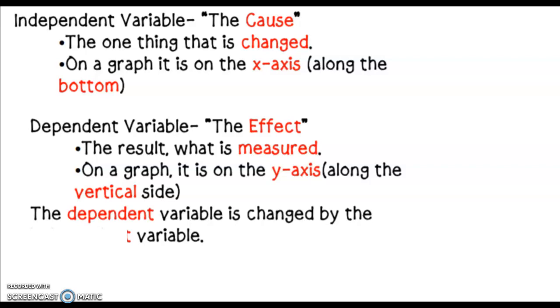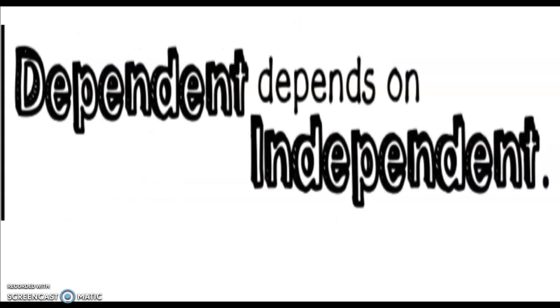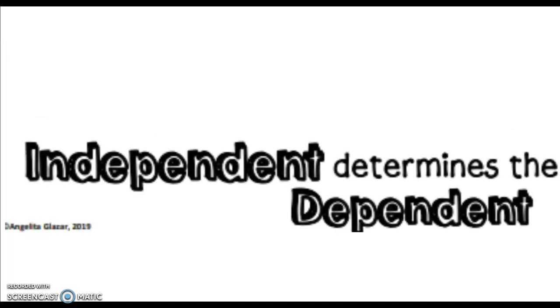The dependent variable is changed by the independent variable. Remember that dependent depends on independent, and independent determines the dependent.